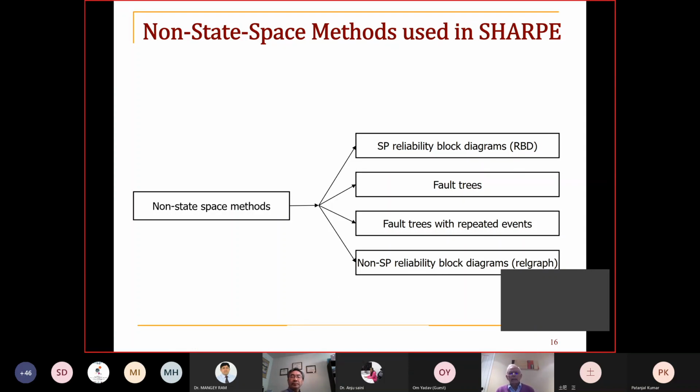The main idea here is that although there is an underlying state space for each of these model types, we don't need to generate the state space. We don't need to store the state space. We don't need to solve the state space. We can solve the problem without generating the underlying state space. That's why I call them non-state space methods. And the reason for this ability is the key independence assumptions that are often made to solve these models. Of course, all these models have been extended to multi-state component systems, phased mission systems, and so on. We'll not get into that.